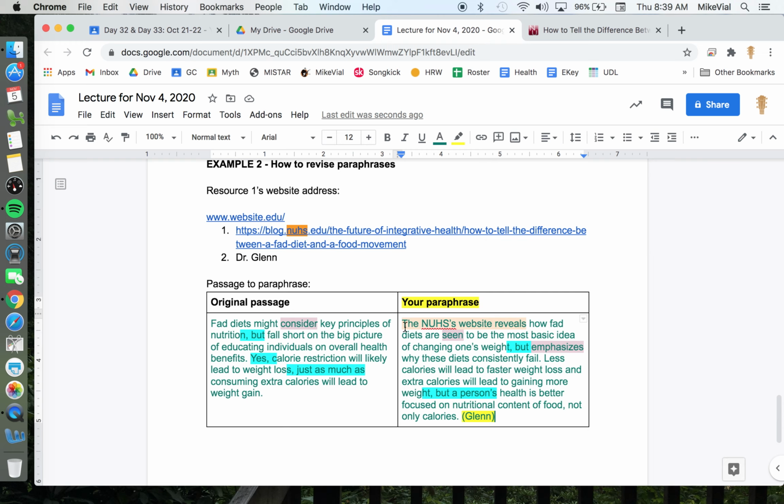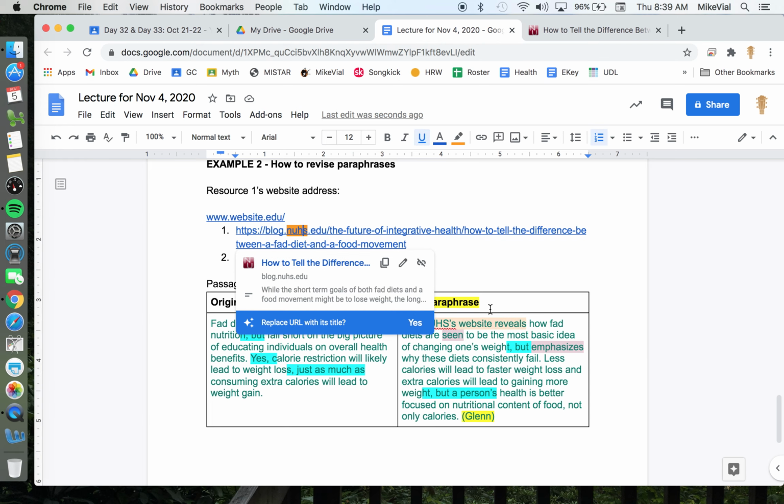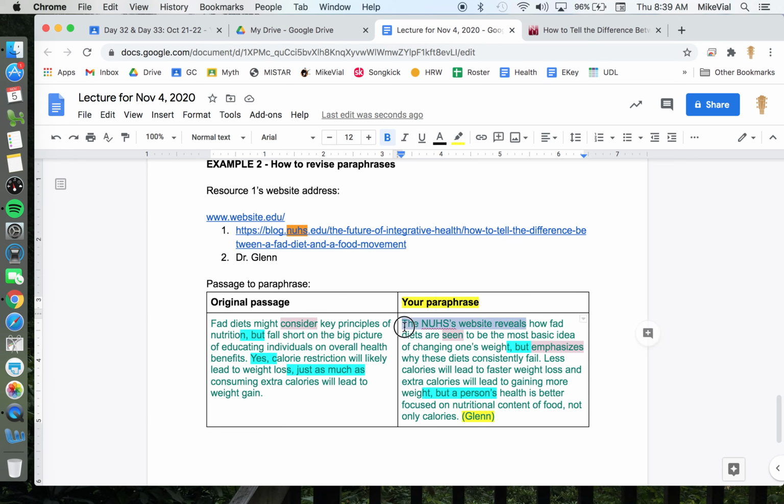Here's what I did. In orange, I've included the website information. Most of you haven't done that in your paraphrases. You need to add that. That's our lead-in for our paraphrase. I've changed out the word consider to seen. Now I need to switch this. Notice my sentence structure is too close.